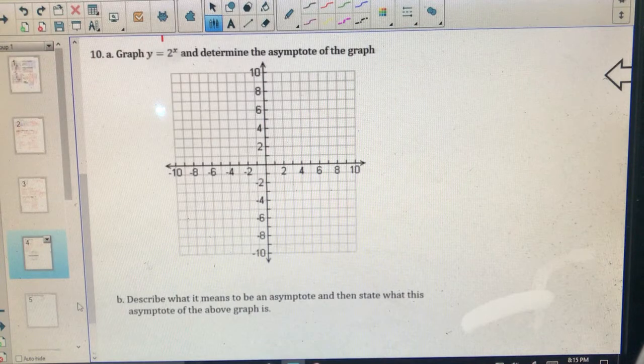For number 10, graph y equals 2 to the x, which is an exponential function because x is in the exponent, and determine the asymptote of the graph. So in order to graph an exponential function, you're going to use the same method that you would for a quadratic, where you go to the y equals in your calculator and you type this in. I'm going to show you real quick in the y equals how you would type this in.